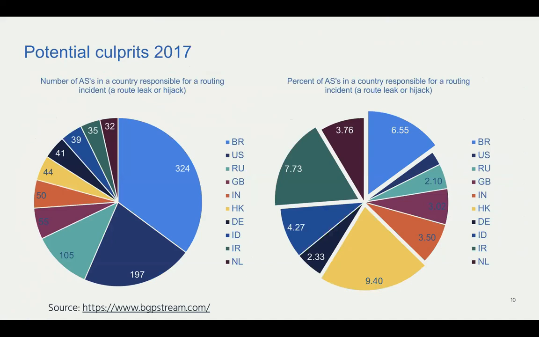So again, as I said, if you look at culprits and if you look at absolute numbers, they are not telling the whole story. You need probably to look at the percent of networks operating in the country that are responsible for a routing incident. So if you look at this list, again, the countries that stand out are Brazil, Hong Kong, and Iran. They were the leading countries that caused trouble to themselves and to other regions.